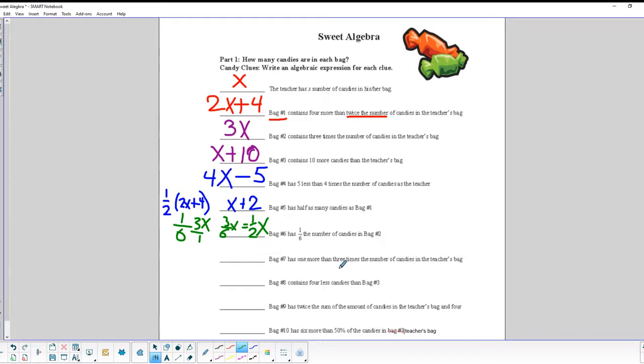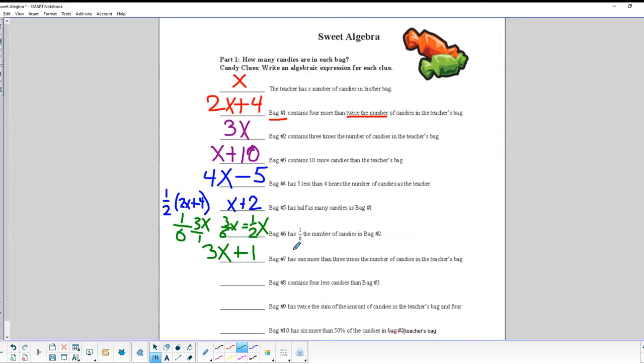All right, now bag number 7. Bag number 7 has 1 more than 3 times the number of candies in the teacher's bag. So if the teacher's bag has X in it, we have to do 3 times that, so 3 times the teacher's bag. And then to get 1 more than that, we have to add 1. So 3x plus 1 would be the expression that describes that particular bag.